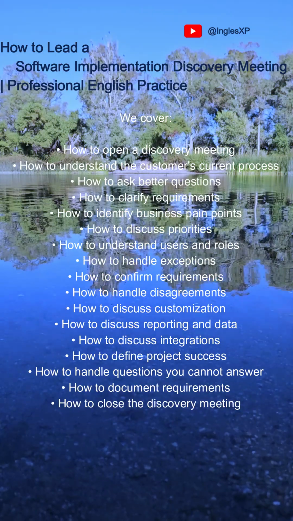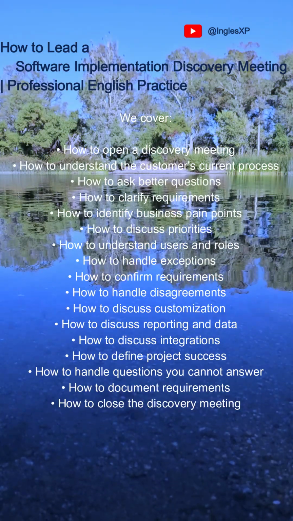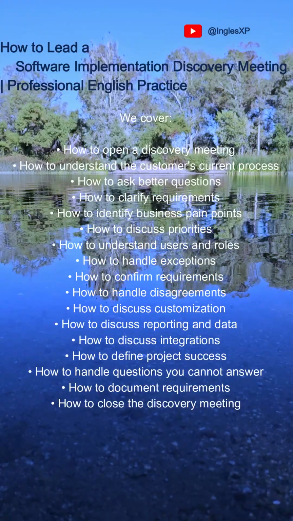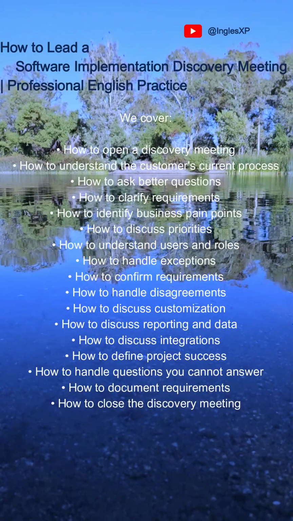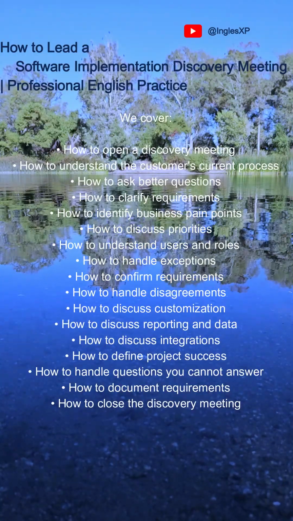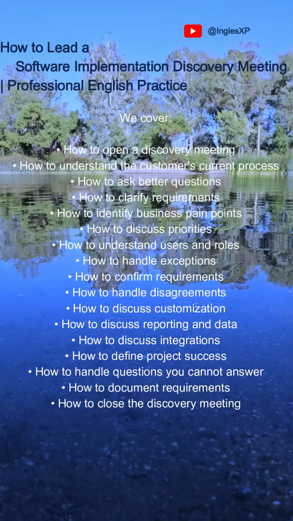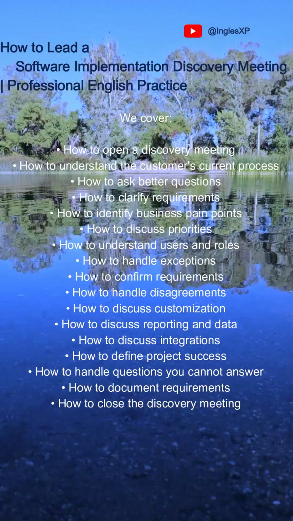Section 18. Closing the discovery meeting. As you approach the end of the meeting, summarize the key points. You can say, "Let me summarize what we have covered today." Then explain, "We reviewed the current process. We identified the main pain points. We discussed the key requirements. We identified the highest priorities. And we documented several open questions."